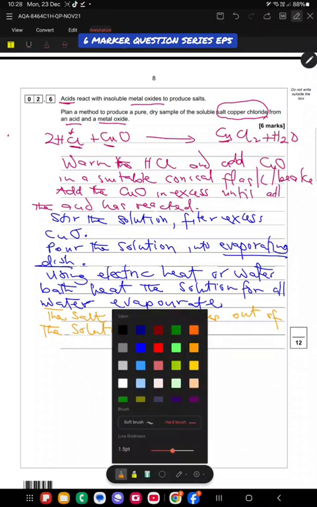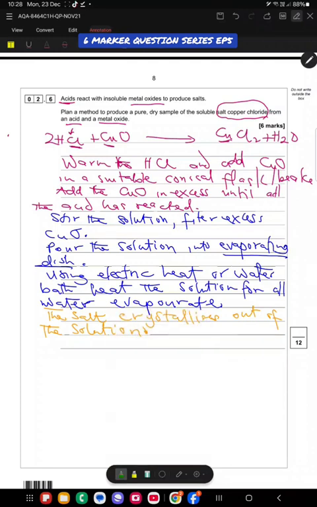Let's look at how we are going to mark this for full marks. By you telling me that I should warm the acid and add the copper oxide, you are getting 1 mark for that. In a suitable container, in a conical flask, you're also getting 1 mark. Telling me that the copper oxide must be in excess is also 1 mark. And stir until all the acid has reacted is also 1 mark for you.